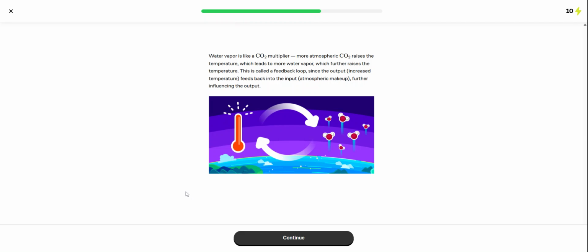Water vapor is like a CO2 multiplier. More atmospheric CO2 raises the temperature, which leads to more water vapor, which further raises the temperature. This is called a feedback loop.